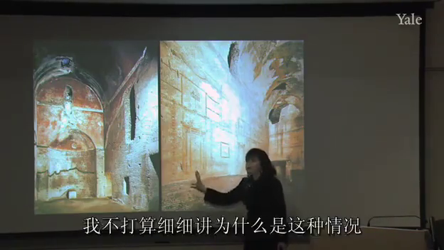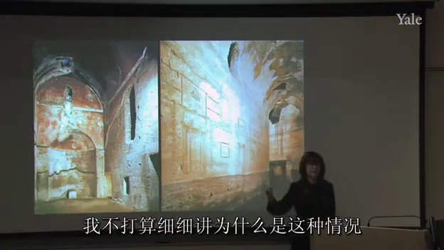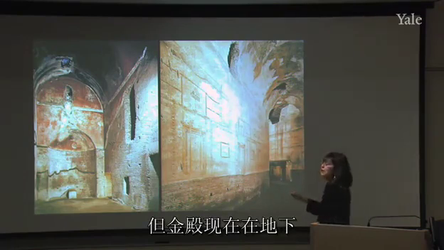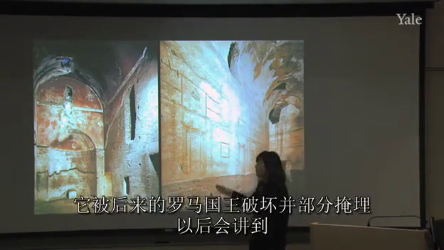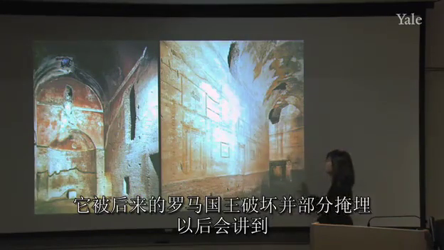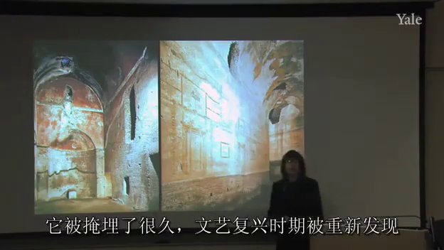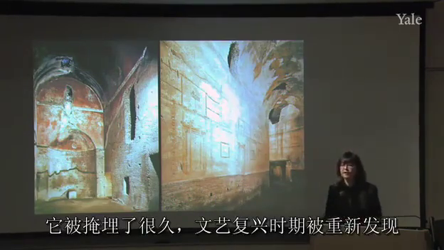I'm not going to go into detail now on exactly why this is the case, but the Domus Aurea is now underground. It's subterranean. It was razed to the ground and covered over in part by a later Roman emperor that we'll talk about in the future. So when you visit it today, you need to go underground. It was buried for a long time and rediscovered in the Renaissance.